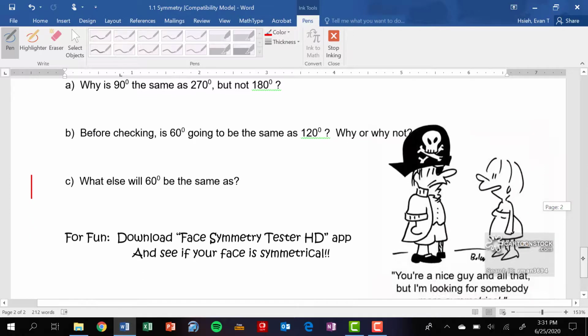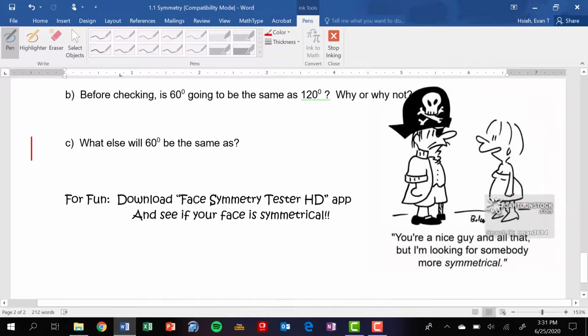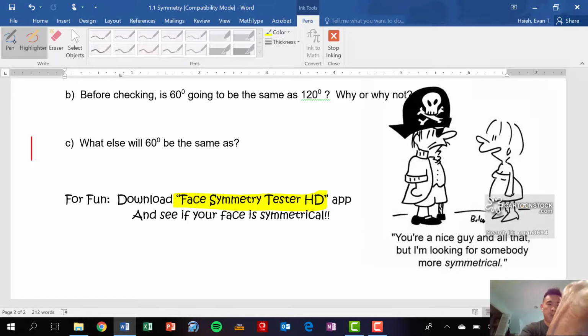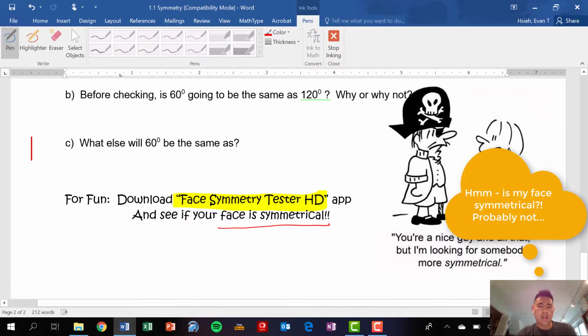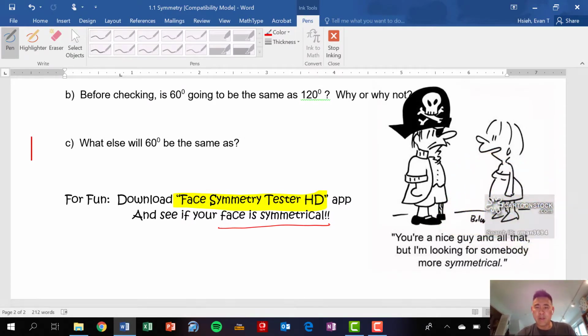Let's skip the rest of this. Just want to point out one thing down at the bottom here. There's a bunch of these, if you take your iPad and just type that into the search when you're looking for different iPad apps. Try downloading one of them and see if you can play with the symmetry tester, and basically you can find out if your face is symmetrical. See if when you plug it into that app, your face actually looks normal.